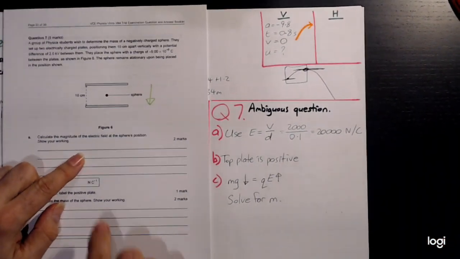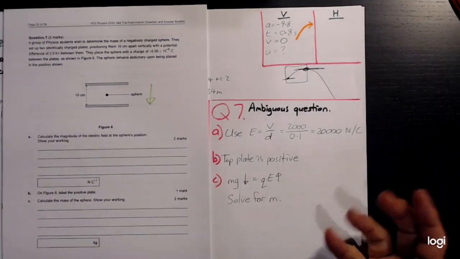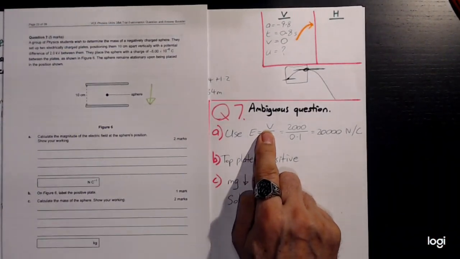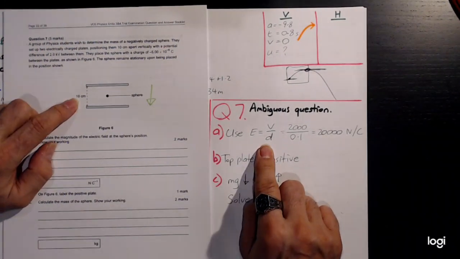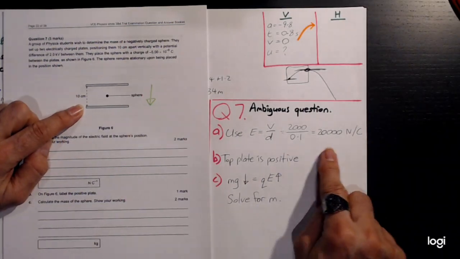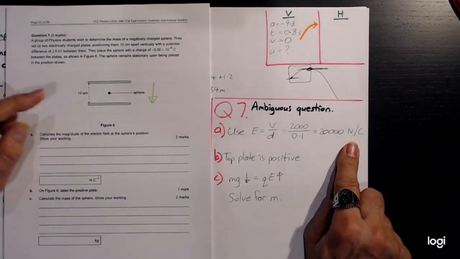Calculate the magnitude of the electric field at the sphere's position. You need to know the formula. There it is. Right? V on D. They told you the voltage. They told you the distance. Put it in meters. Right? Don't make a rookie error. And that's the answer.